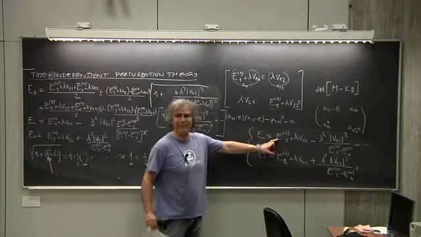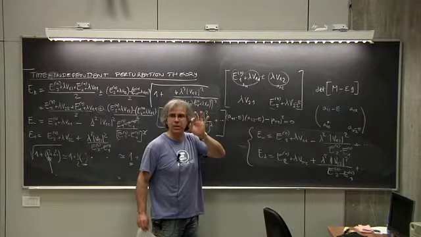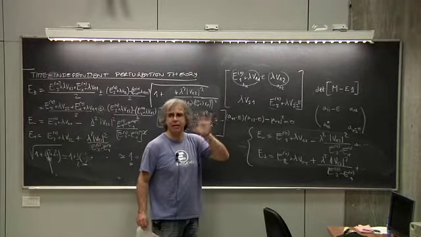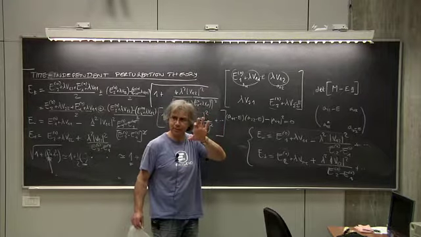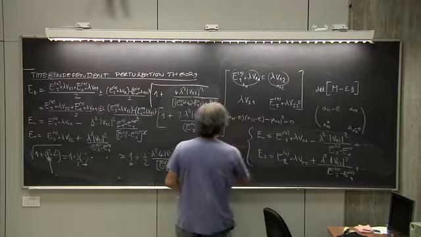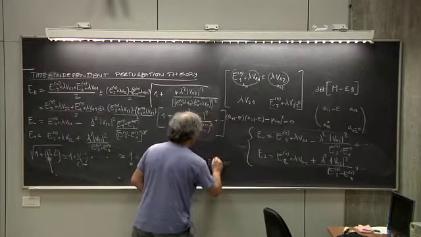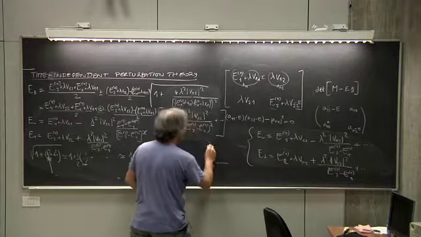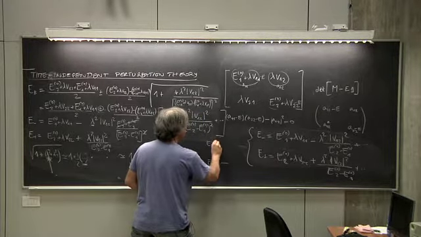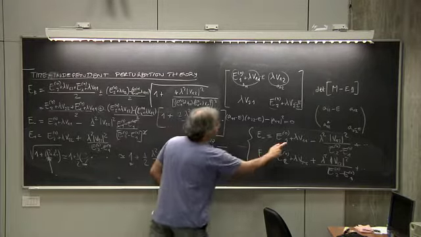E2 minus E1 is finite. As long as it's finite, you can always take lambda small enough that everything else is smaller than this, okay? In some sense, this is telling you the following thing. This is telling you that there is a smaller level, E01, separated by a larger level, E02, here. As I turn on lambda, there are two effects.